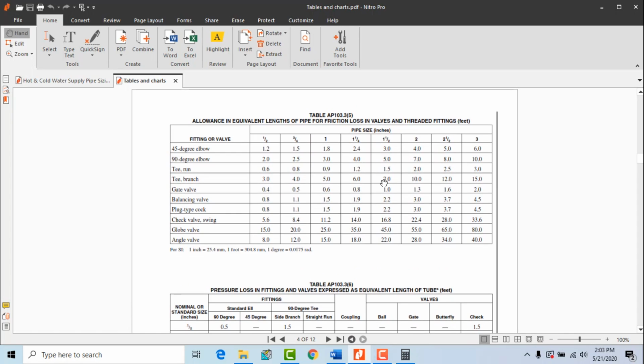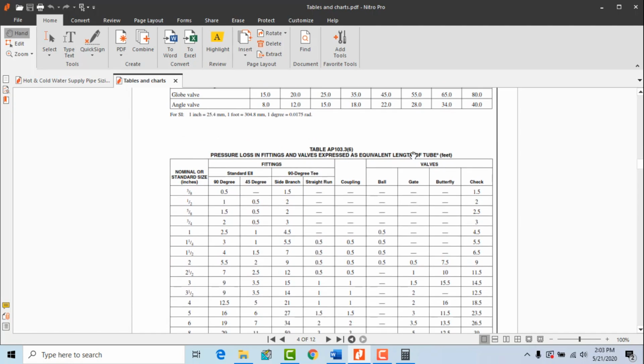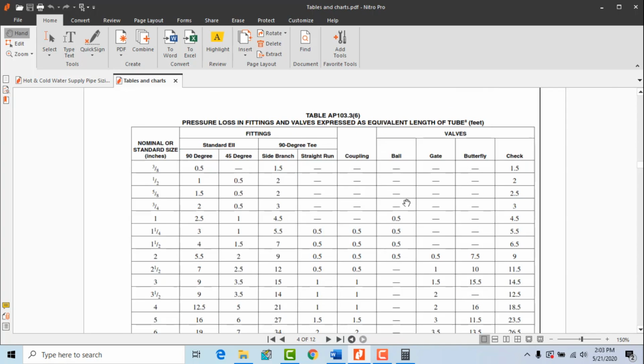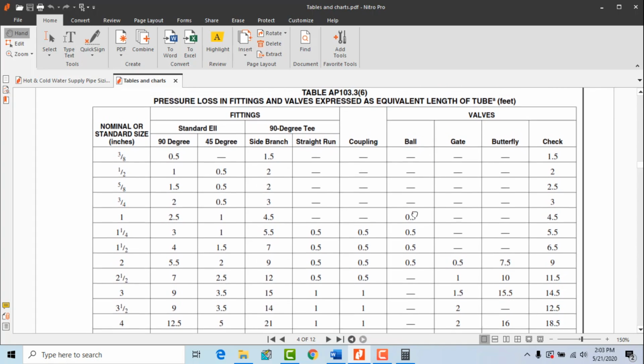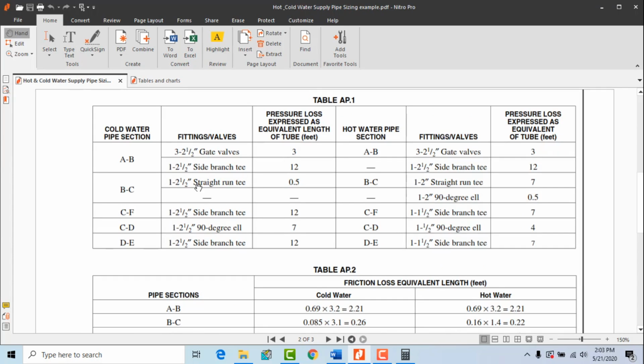This one, as you can see, is for the threaded fitting. Since we are using copper tubing, we are going to use this table over here. We know that we have a gate valve. You can see the 2.5 inch gate valve, and its equivalent length is 1 foot. And we have a 2.5 inch side branch T, and its equivalent length is 12 feet.